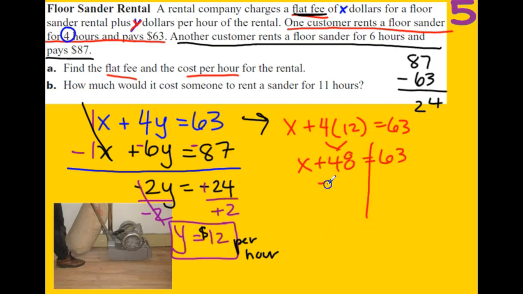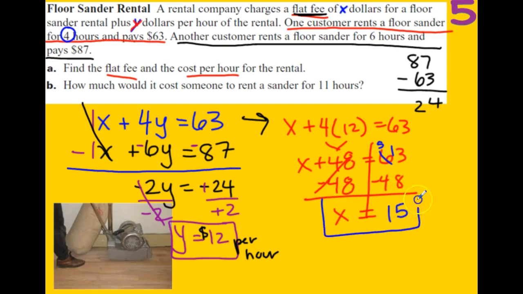So solving for x, we just have to subtract 48. So we get x equals, well, you can count up or subtract here, 63 minus 48. We can't subtract 3 minus 8. 13 minus 8 should give us 5, and 5 minus 4 is 1. So x represented our flat fee, so it's $15 for the flat fee to rent the sander. So that was part A. We figured out the flat fee and the cost per hour.